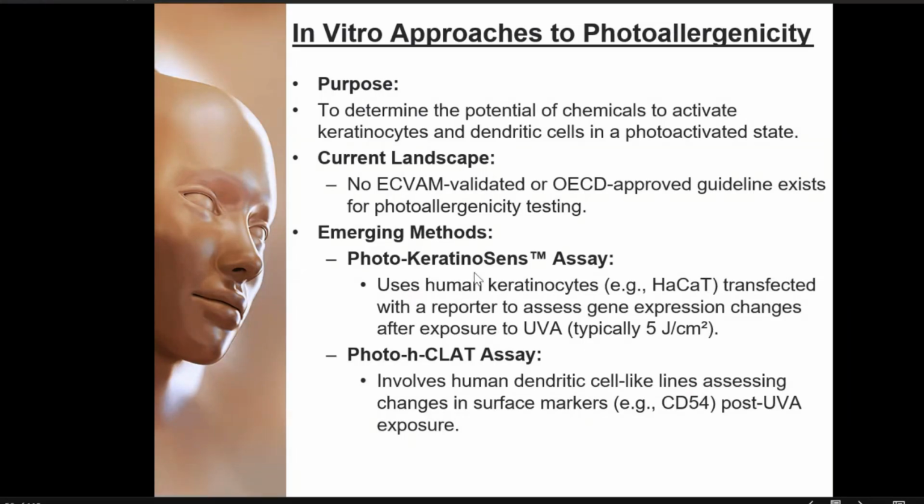The photokeratinosense assay uses human keratinocytes transfected with a reporter to assess gene expression changes after exposure to UVA. UVA exposure should typically be 5 joules per centimeter squared. The photo HCl test involves a human dendritic cell line, assessing changes in cell surface markers like CD54 post UVA exposure. So these are the two tests currently used in vitro to test photoallergenicity.